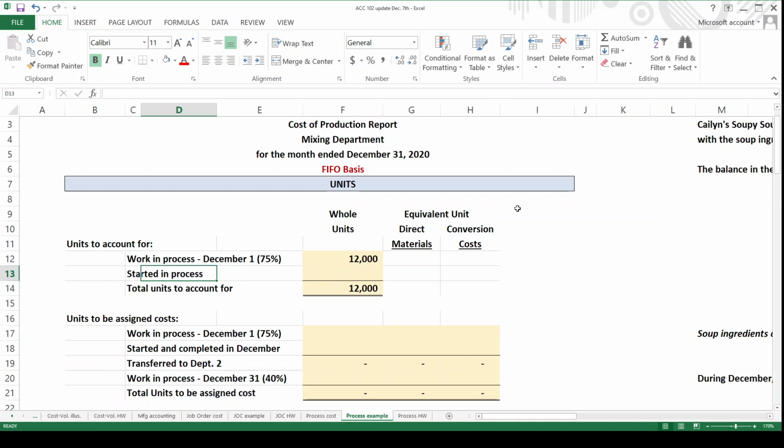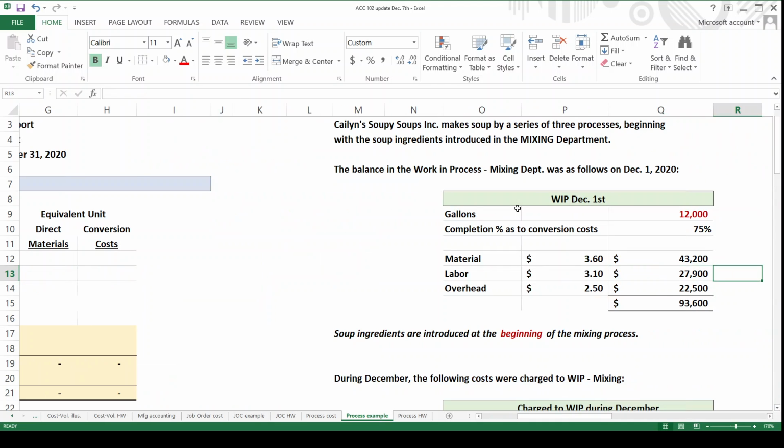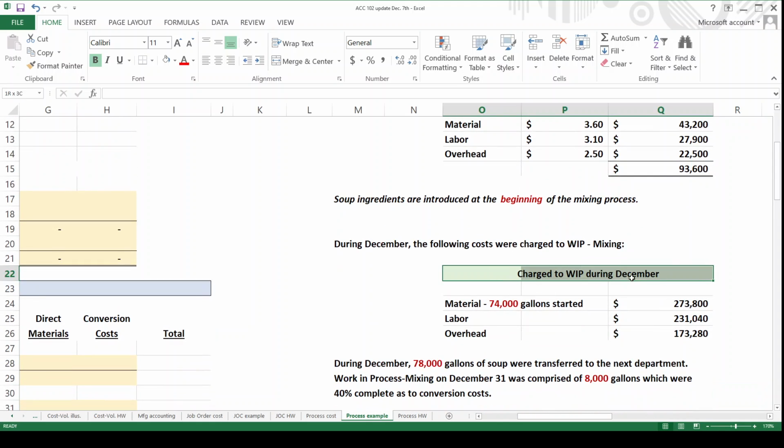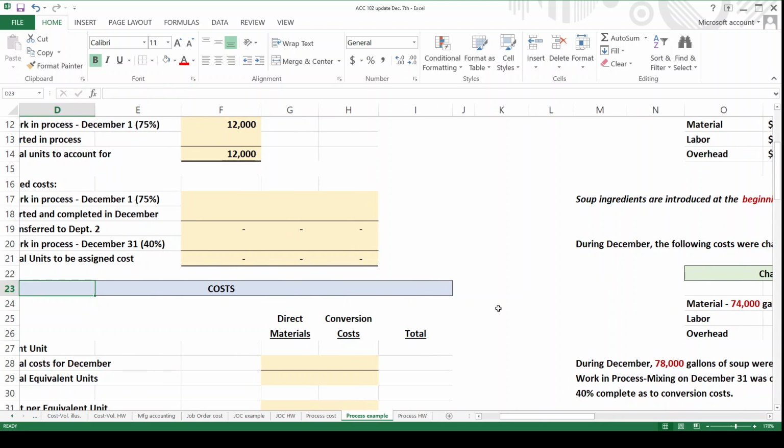Now we're looking for started in process. So we had partially completed 12,000 units we started with. And then we added to production, let's see, charged to WIP during December, 74,000 gallons. Okay, so I'll put that up here, whole units.